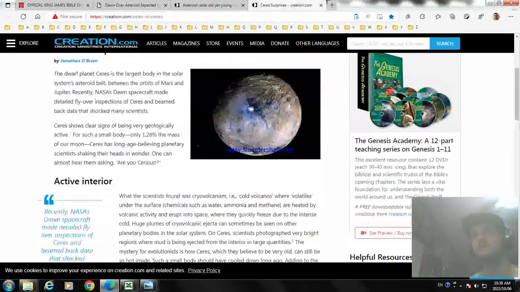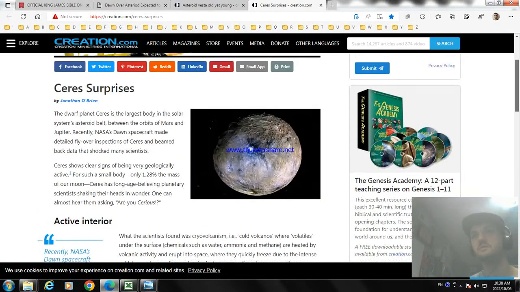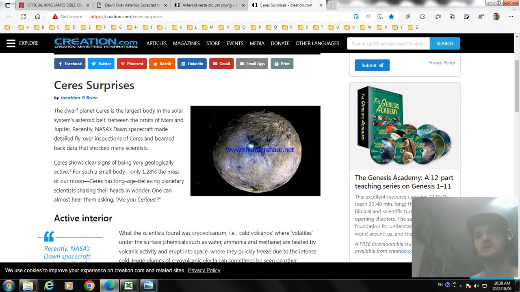Okay, now you can read about Ceres surprises. The dwarf planet Ceres is the largest body in the solar system's asteroid belt between the orbits of Mars and Jupiter. Recently, NASA's Dawn spacecraft gathered data on aspects of Ceres, and the data shocked many scientists. Ceres shows clear signs of geological activity for such a small body, only 1.8% of the mass of our moon. Long-age believing planetary scientists are shaking their heads in wonder. One can almost hear them asking, "Are you serious?"